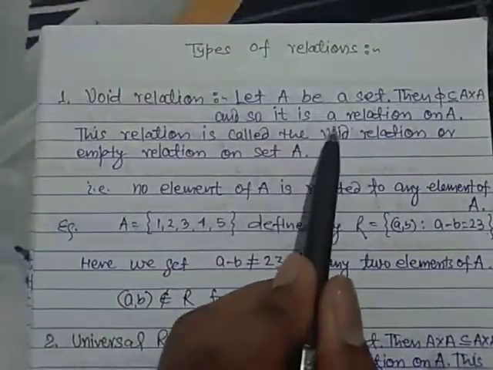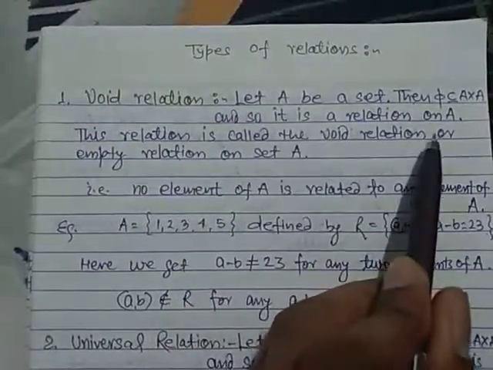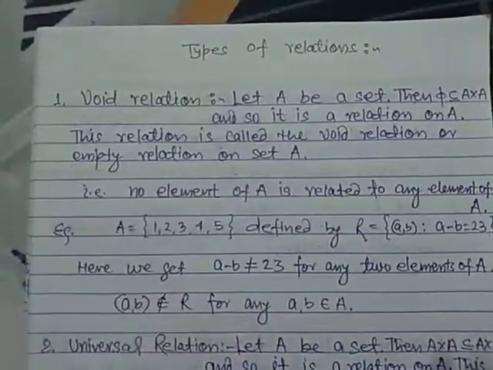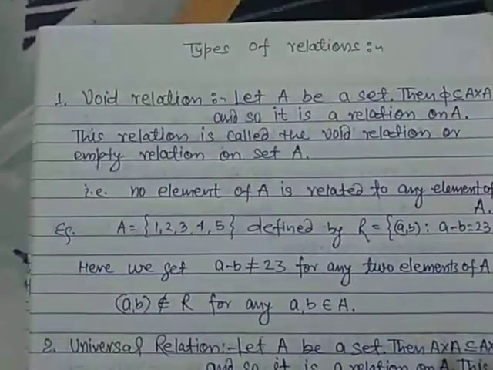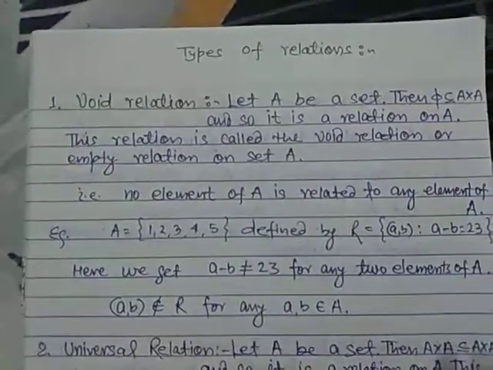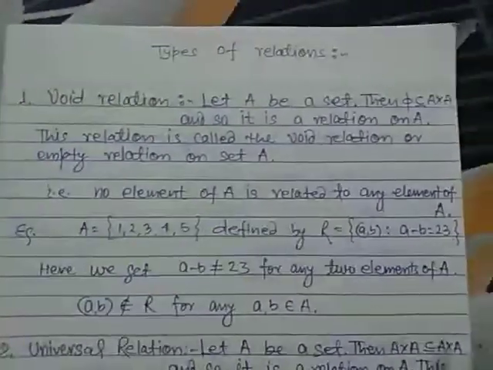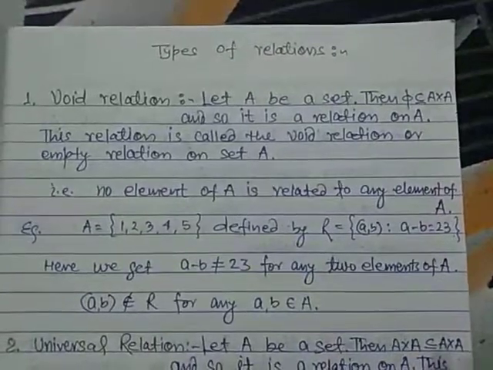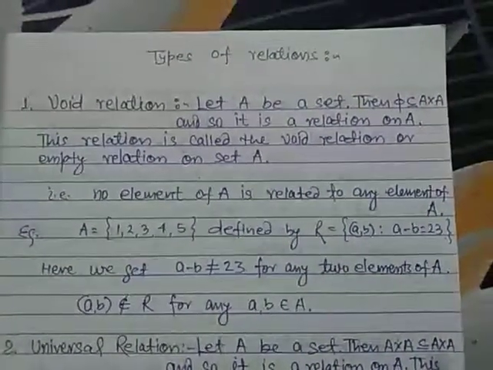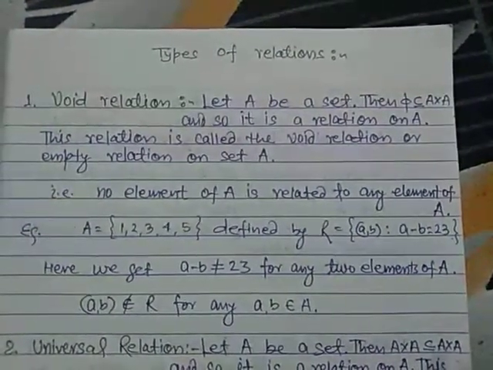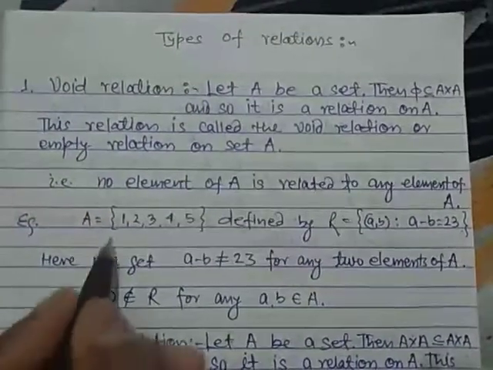So, it is a relation on set A. This relation is called void relation or empty relation on set A. Directly we can say, if no element of A is related to any element of set A, then it is known as void relation. We have one example.